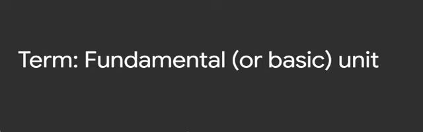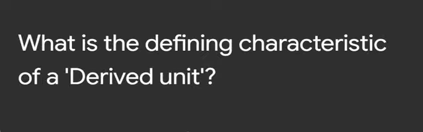Next is define the term fundamental or basic unit. Please remember to not make the mistake in defining fundamental quantity. The question is about unit. Next question is defining characteristic of a derived unit. So what is one important characteristic of a derived unit? That it is dependent on fundamental or basic unit. You can mention or explain with the help of an example.